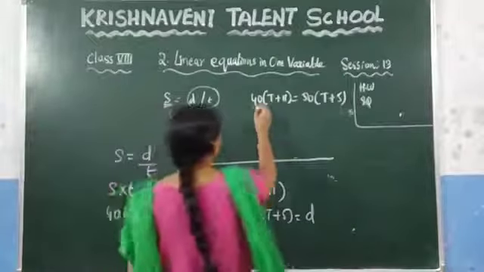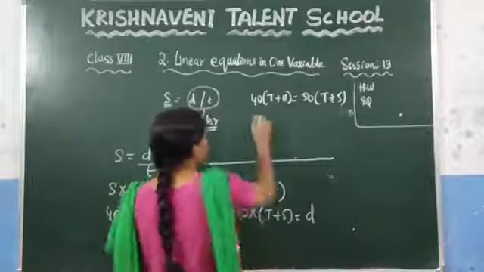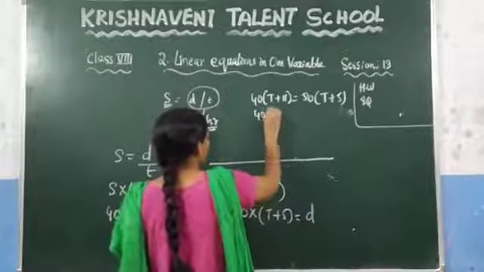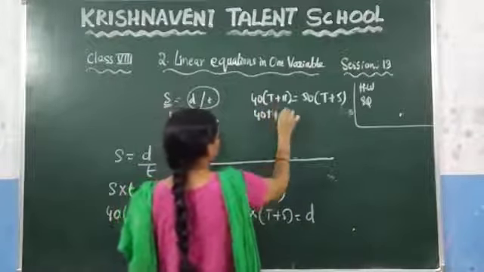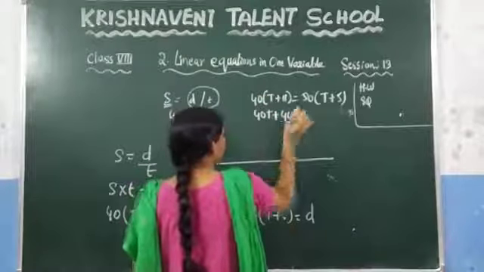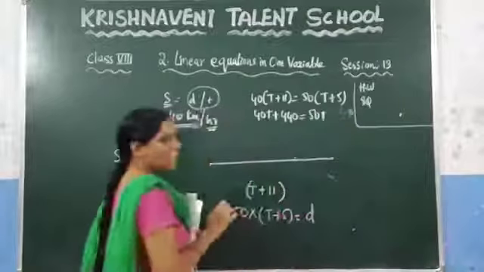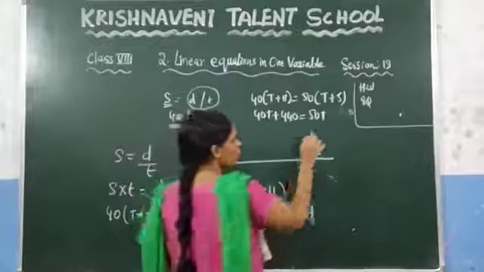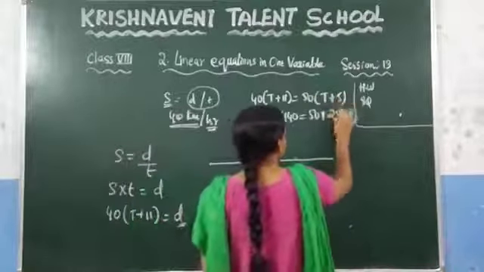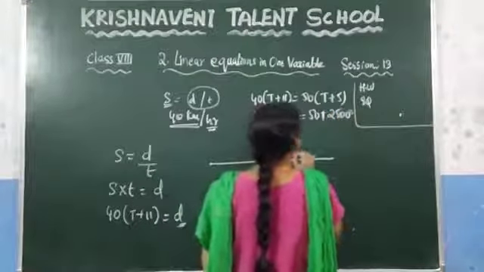So 40 multiplied with t gives 40t, plus 11 into 40, which is 440. Here 50 into t gives you 50t. Now just multiply 50 with both of these values: 50 into 5 gives you 250.